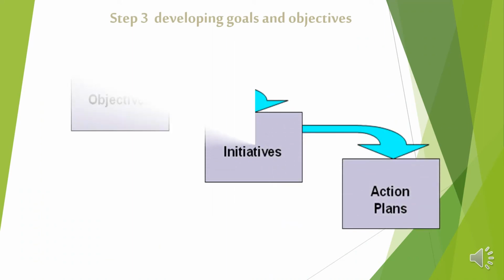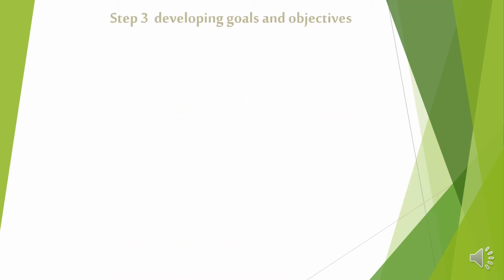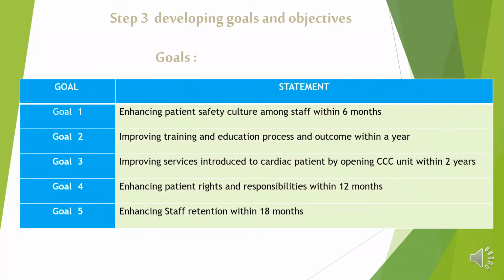Again, developing the goals and objectives. We start with goals, objectives, initiatives, and we will do an action plan. Let's give some examples for goals. Goal number one, statement: enhancing patient safety culture amongst staff within 6 months. We did not explain here what to do, only what we desire to do. This is the main broad thing we will call a goal.